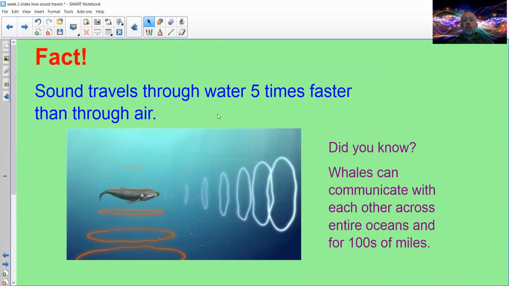It can also travel through water. In fact, it actually travels more quickly through water, again, because those particles are more tightly packed. So sound travels through water 5 times faster than it does through air, which is incredible. And did you know that whales can communicate with each other across entire oceans and for hundreds of miles? So they communicate with something called sonar. They make clicks and wails, sort of high-pitched screeching sounds, and they flap their fins and bash it on the water to communicate with other whales who can honestly be hundreds of miles away. So it actually travels incredibly well through water, even though it might sound a bit muffled to our ears. Okay, so whales can communicate for hundreds of miles.